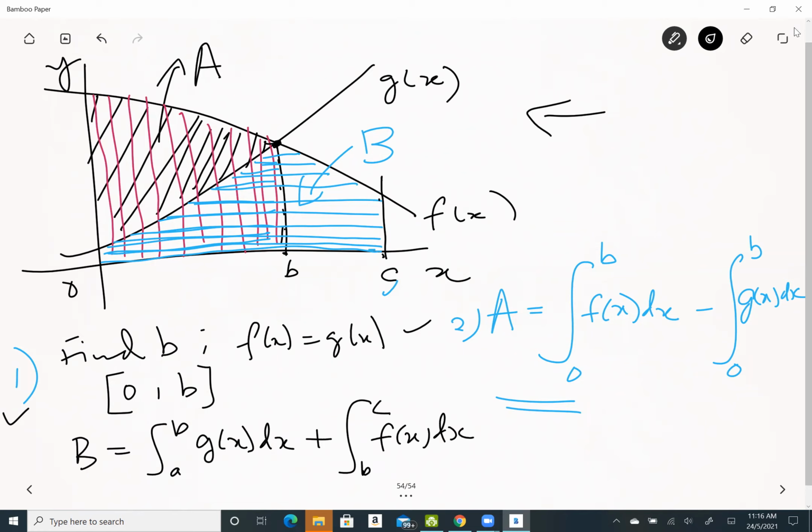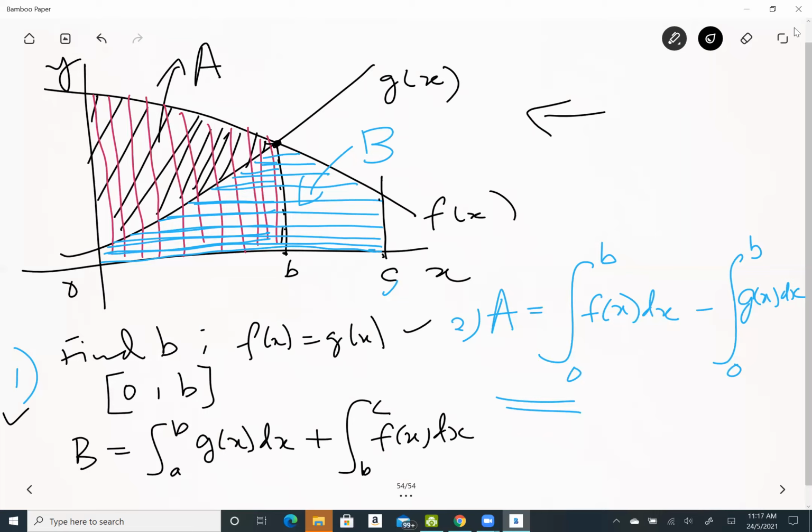So here, what is important? You have to identify the area that we need. That's number one. Secondly, you have to identify the interval if it is not already given. If it is given, then fine. Number three, you have to identify what are the functions involved. Then you also have to identify whether we have to subtract or add. It's either addition or subtraction, we don't multiply here. Do you need to add, or do you need to subtract?